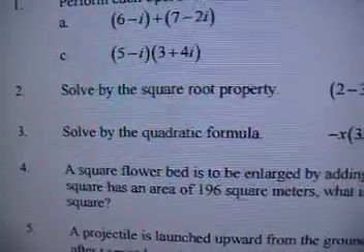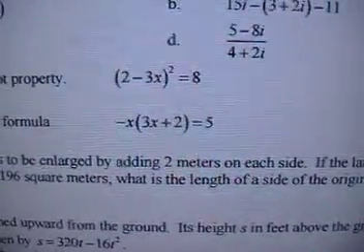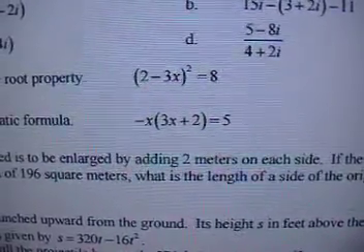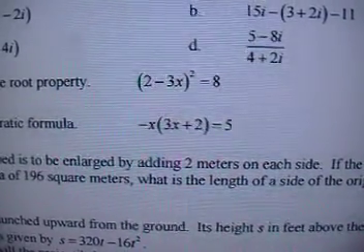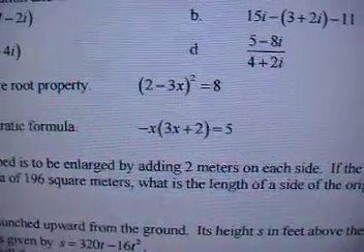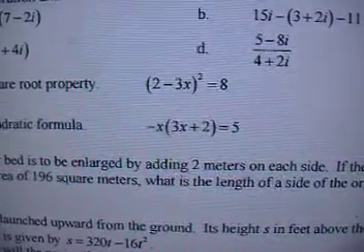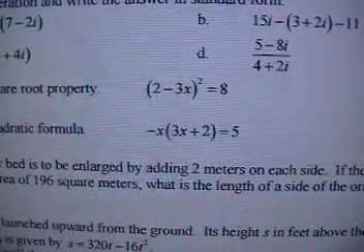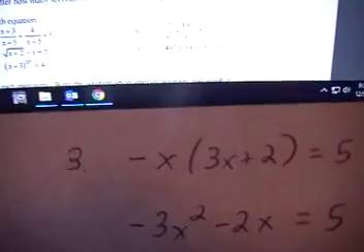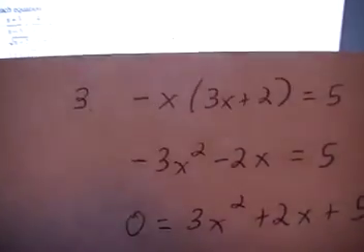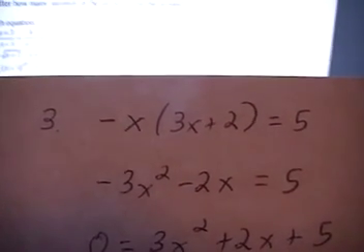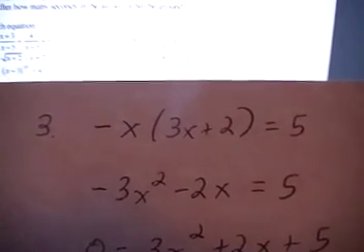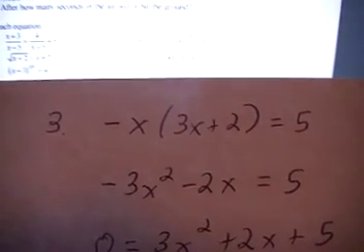3, solve by the quadratic formula. Now you can simplify this a little first before you get started. We need to see it in quadratic equation form. And that's where you have the ax squared first, then the bx, and then a number equal to 0. So that's what we've got to do first, is distribute the negative x into this quantity and get negative 3x squared minus 2x equals 5. This is doing negative x times each of those in the parentheses.